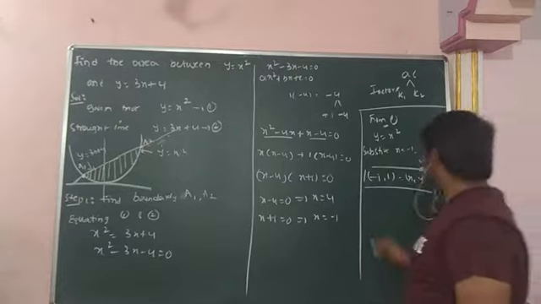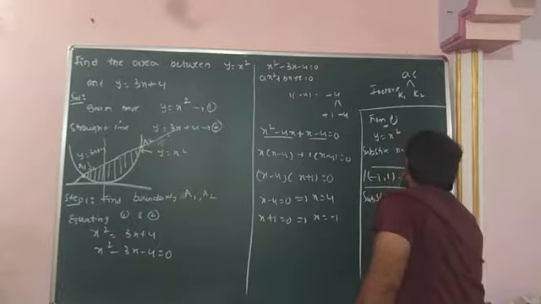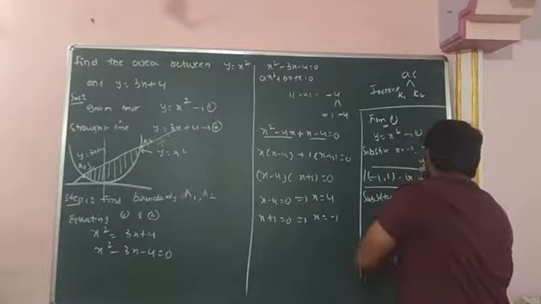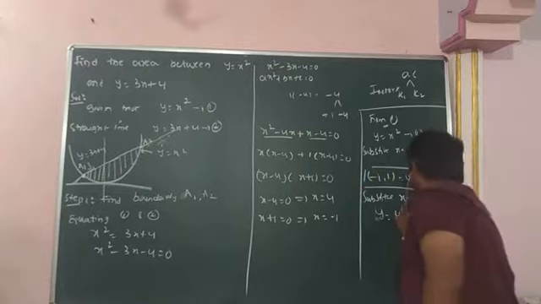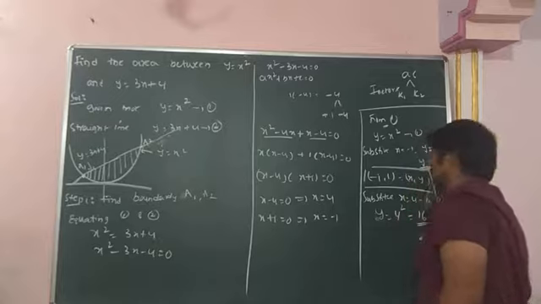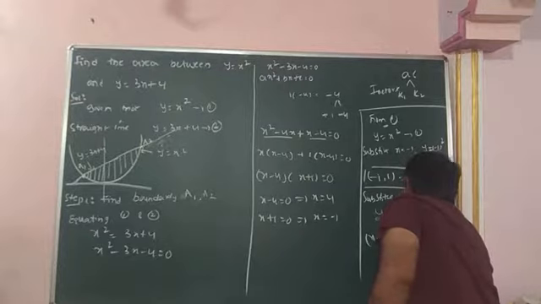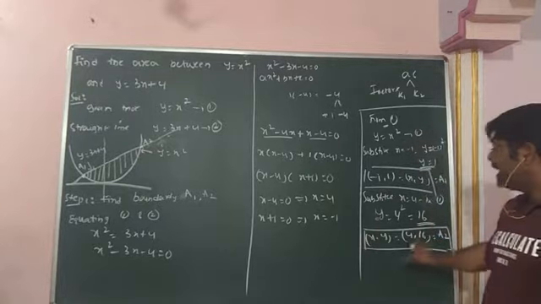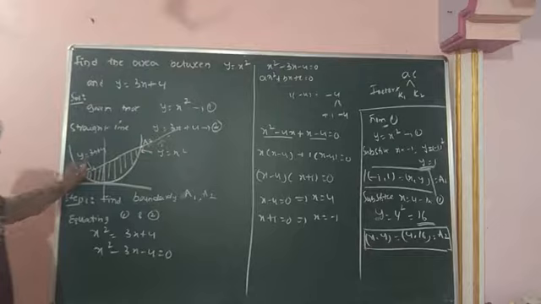And next, substitute x equal to 4 in equation 1. Therefore, y equal to 4 square, that is nothing but 16. So the point x comma y is equal to 4 comma 16. This is say A2. So what is the first step? The first step is we need to find the boundaries. This is A1 and this is A2.